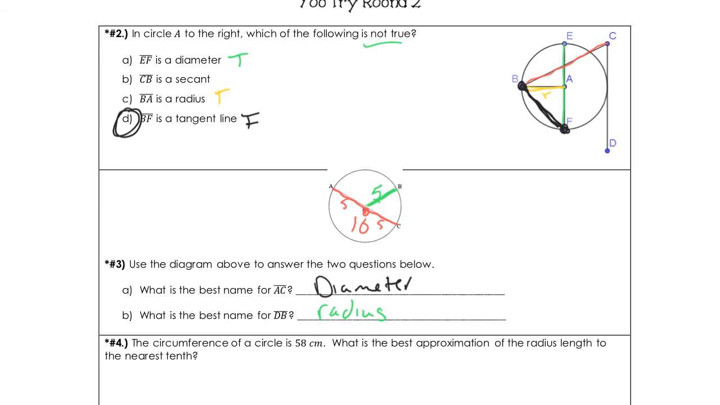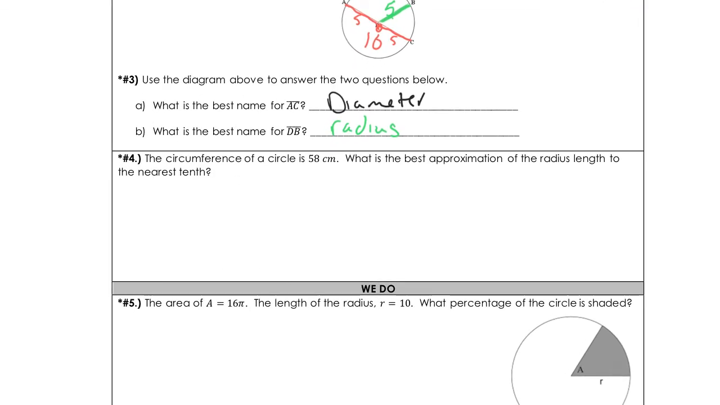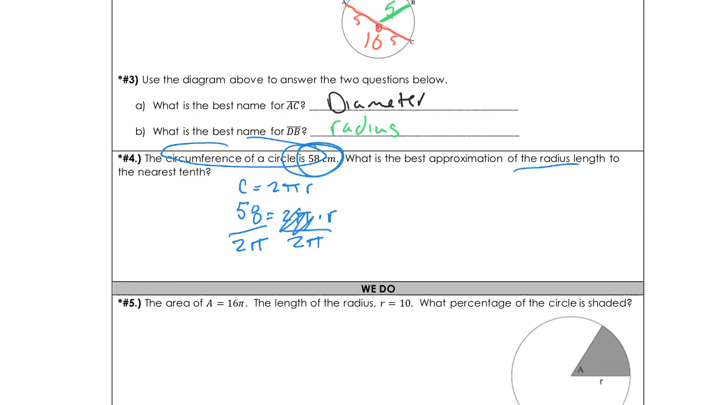Number 4, the circumference of a circle is 58 centimeters. What is the approximation for the radius? So we've got to find the radius. Well, it's talking about circumference, so I'm going to write down the circumference formula. 2 pi times radius. I'm trying to find the radius, and they said the circumference is 58, so 58 goes here. To solve for radius, I've got to get the r by itself. I'm going to divide both sides by 2 pi. So radius equals 58 divided by 2 pi.